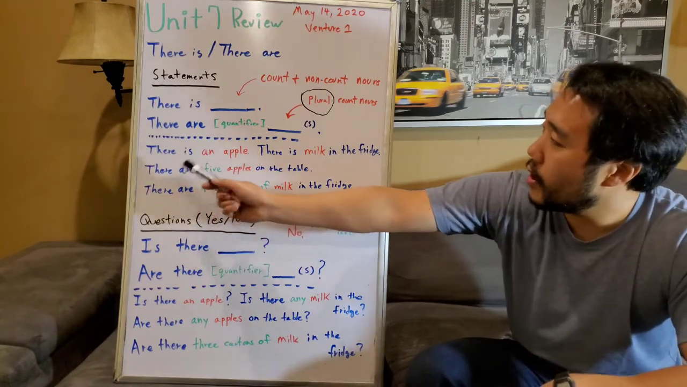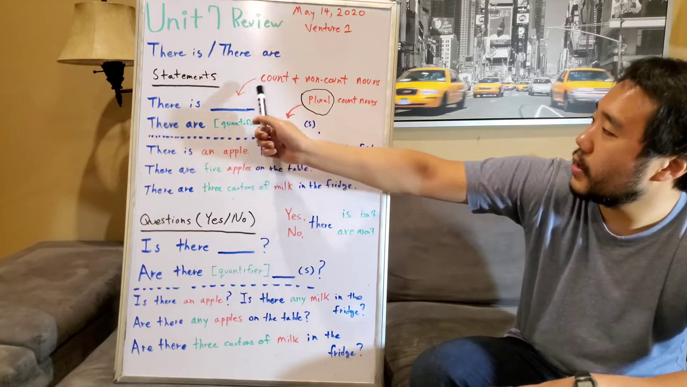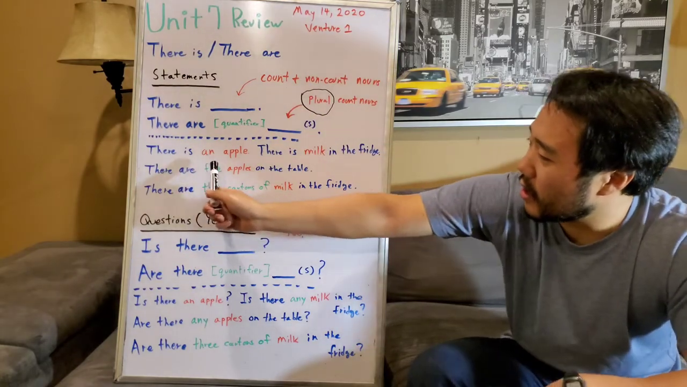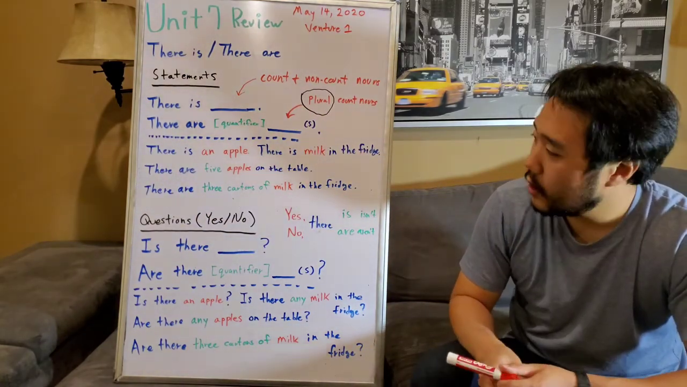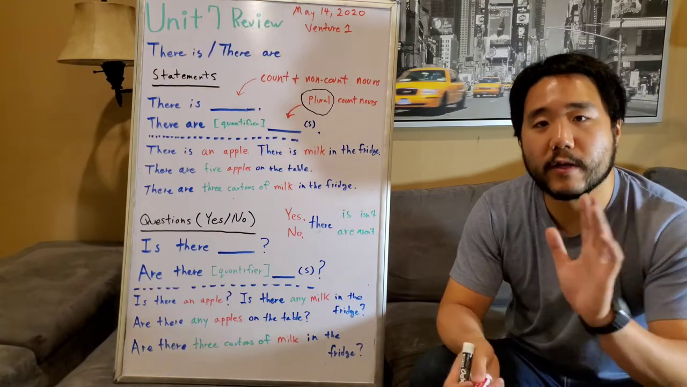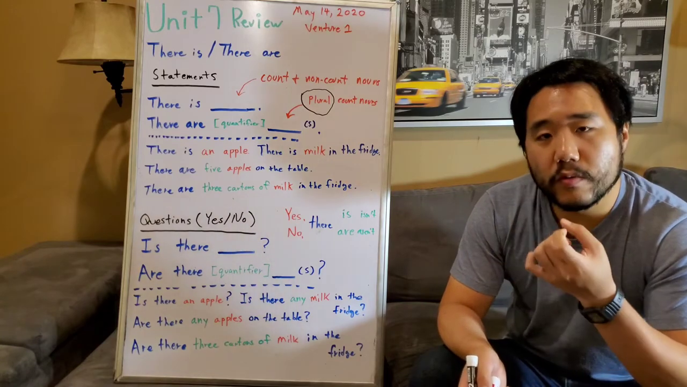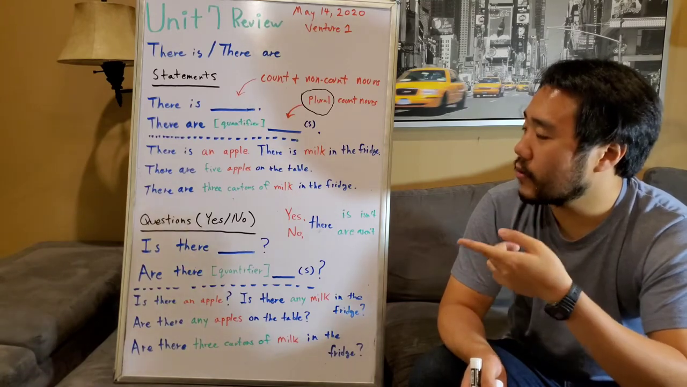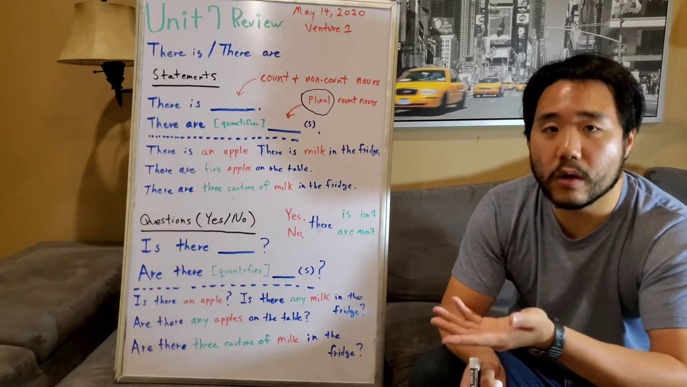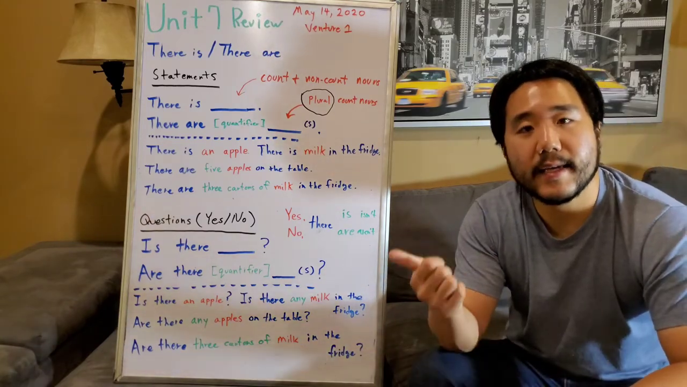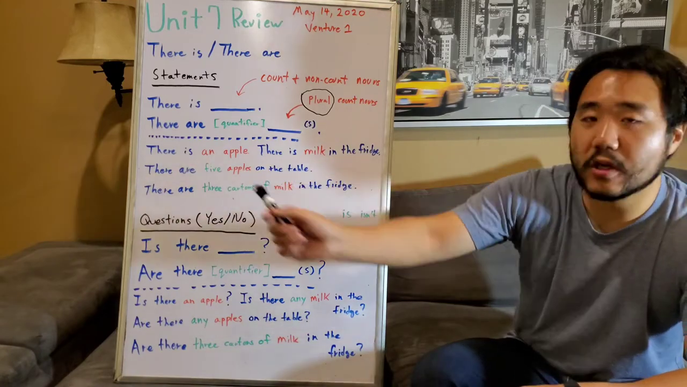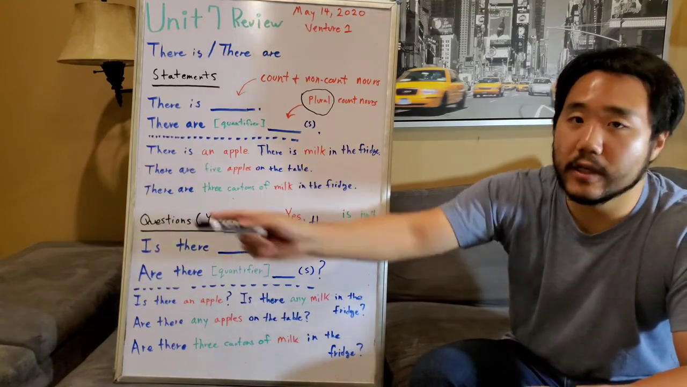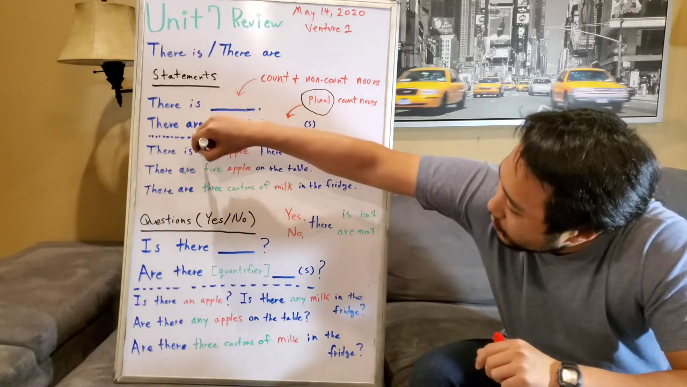Here we have to say there is blank for count and non-count noun. So I'm gonna go count first. There is an apple, an apple. If you remember about vowels, we have to be very careful about vowels. So usually if we have one item or one thing, we say a, but we have to take into account the vowel of the word. So here, vowels include A, E, I, O, U. So apple starts with the letter A, so the vowel A, we need to say an for a single. So there is an apple.